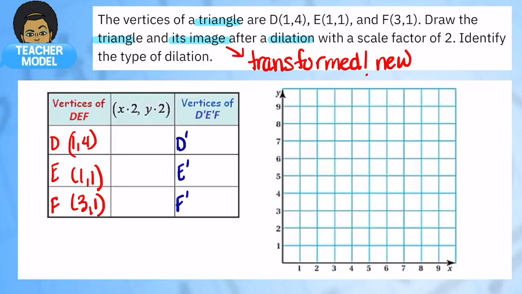It's going to get bigger or smaller by a scale factor of 2. So I want you to think, is it going to get twice as big or half the size? Is it doubling or is it halving? So think about that for a little bit, and that will tell us the type of dilation.